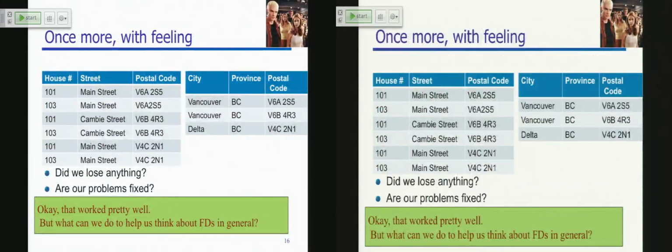Okay, so that worked pretty well. But the question is, how can we use functional dependencies in general to decompose our tables to get rid of some of those anomalies that we had before?